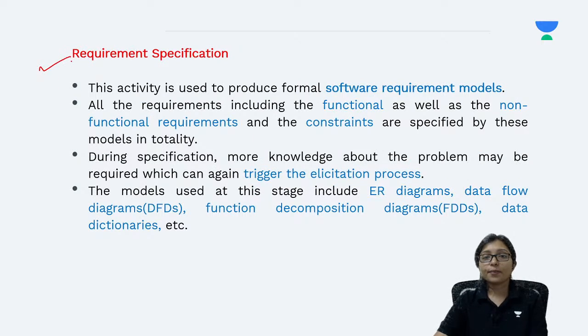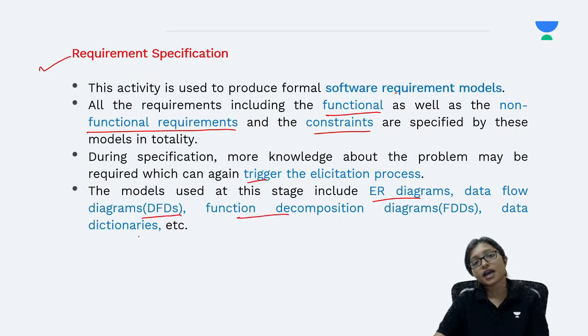Next one is the requirement specification: the software requirement model, all the functional and non-functional requirements, constraints, and triggers from the elicitation process. It includes the ER diagram, DFD, and functional decomposition diagram. Everything will be there in this requirement specification, which means specifying according to the functionality. That is the requirement specification.